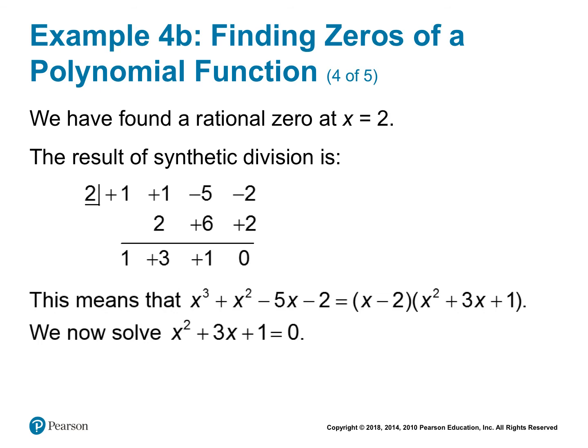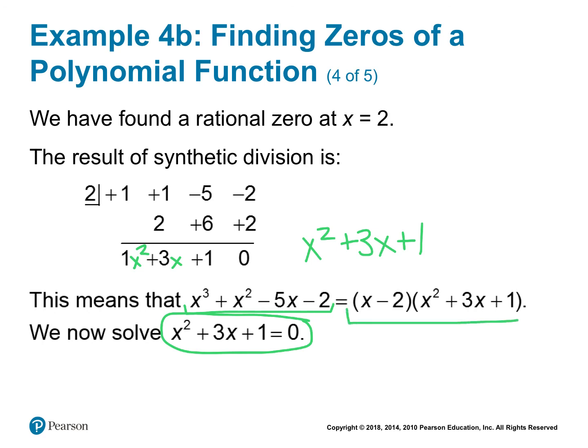Okay, then this was what we got when we did the synthetic division. Our original was x to the 3rd, so this would be x squared. This would be x and 1. So that's where they got that 1x squared plus 3x plus 1 here, and also here. This came from the x equals 2. You would have had to have x minus 2 to get that. And then x squared plus 3x plus 1 is the other one.